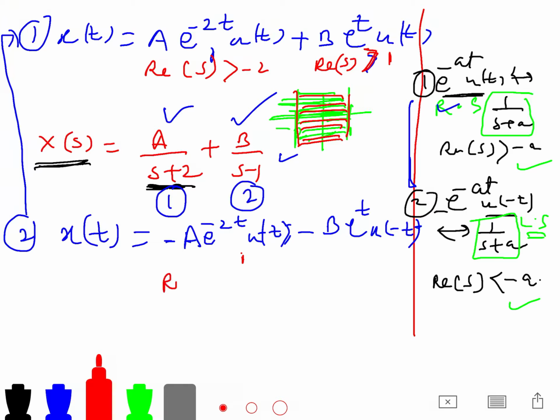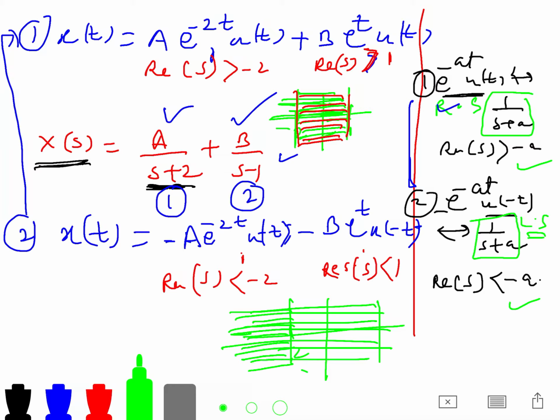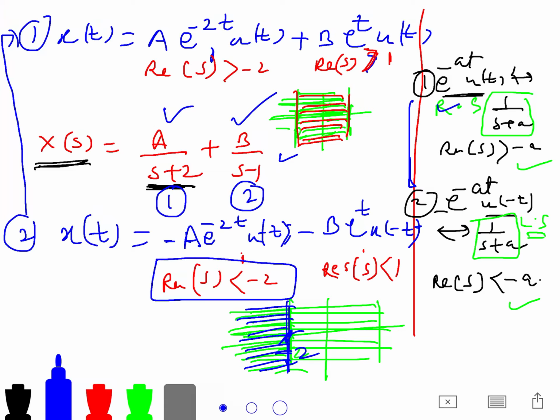Now the ROC for this is real part of s less than minus 2, and for this, real part of s is less than 1. When you draw it, the less than minus 2 part will be this, and for this, the less than 1 part will be this. So the overlapped area is this. So the ROC will be real part of s less than minus 2. This will be the ROC for the combined function.